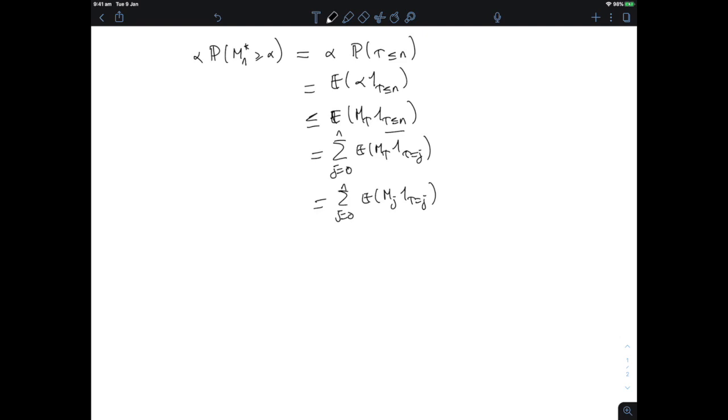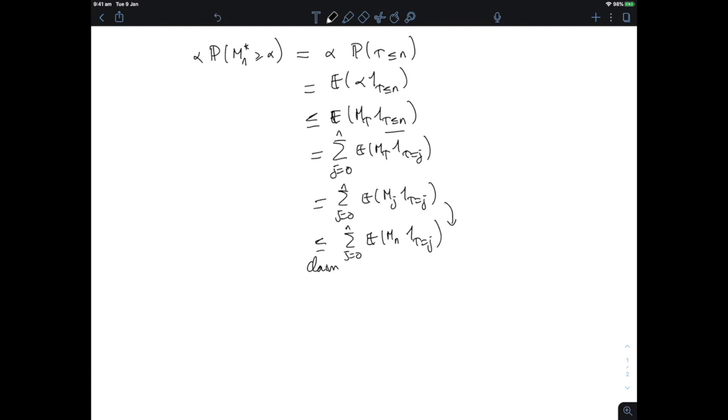Now, what have we seen? So tau being equal to j, that's an element of fj. j is smaller than n, and so by the claim, this is smaller than the sum from j equals 0 to n of the expectation of mn times the indicator function of tau being equal to j, right? From here to here, I use the fact that the expectation increases as time increases when tested on sets in fj. That was the purpose of that claim.